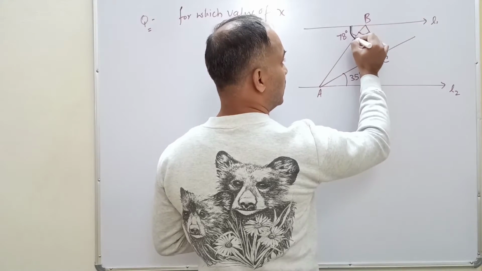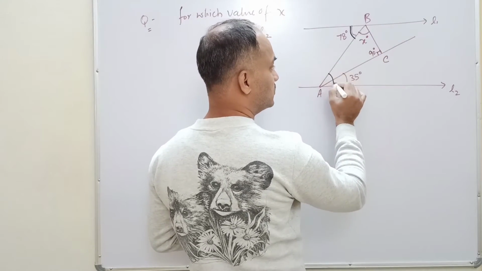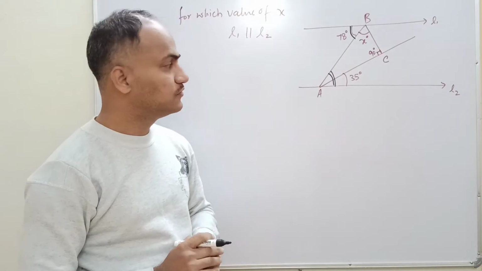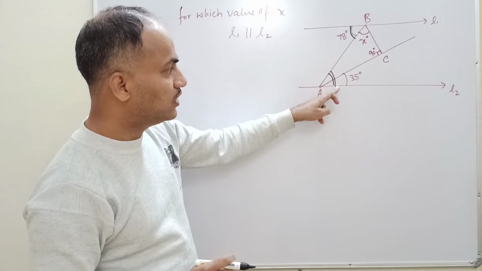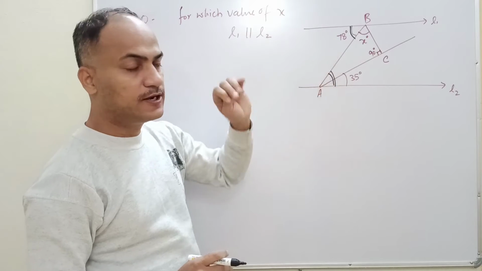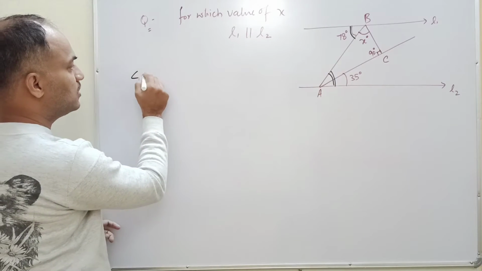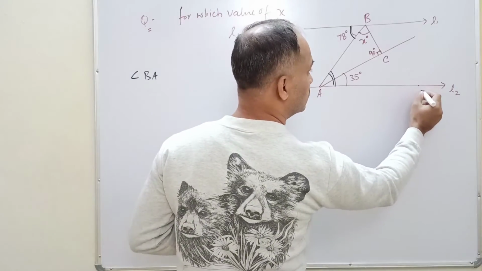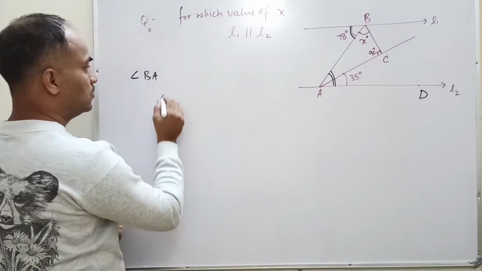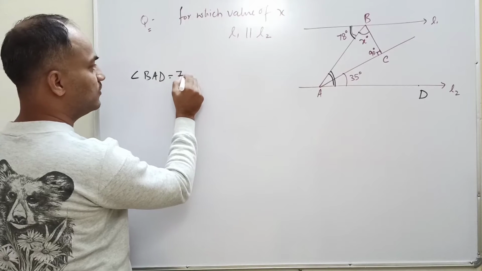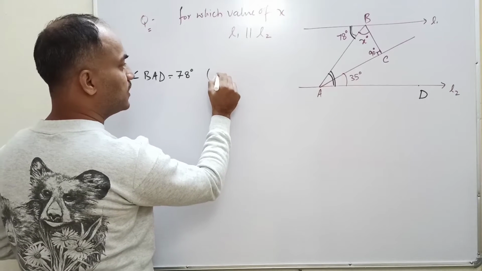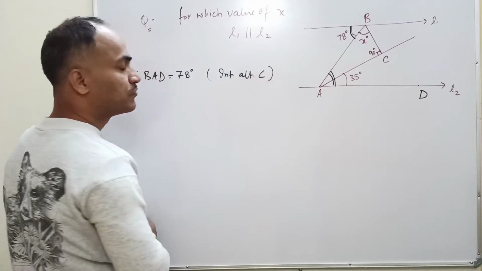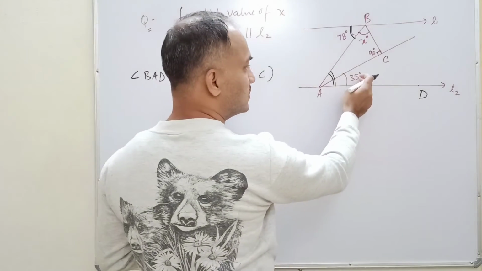So here this angle is 78 degrees. So obviously this entire angle will also be 78 degrees. Interior alternate angles. Fine. So by this interior alternate angle property, this angle is also 78. So angle BA, and let us name this D. So angle BAD is equal to 78 degrees. Interior alternate angle. Fine. But this angle is 35.